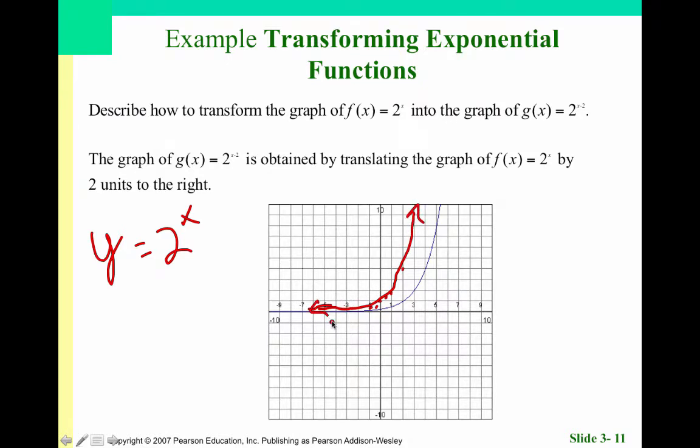So there it is, moved 2 units to the right. If I took all of these points and went 2 units down, I would just find this important point here. And I would find my asymptote here. And I would mimic this going up like that.